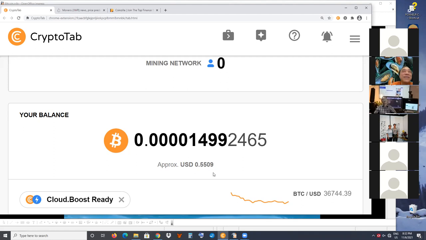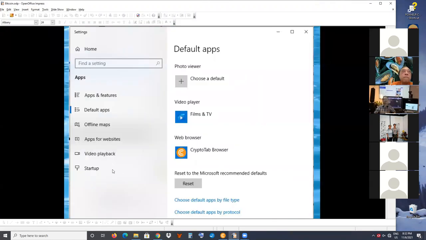You see, my daughter runs it on her phone. In one day she only earns 1 cent. So in one month she only earns 30 cents. And then you boost, you pay $2, and you only earn 30 cents. So the phone is very slow. And if you run it on the phone, you can use your phone to install.